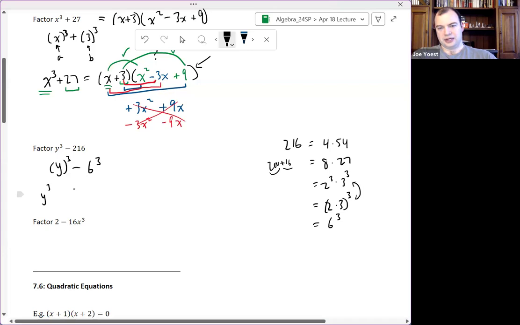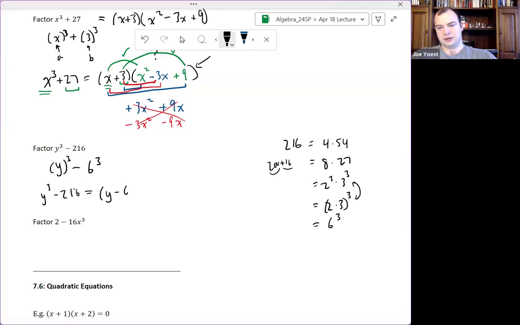And so I know that y cubed minus 216 equals y minus 6. Again, that's the thing that I kind of memorize here, is that when I have a cubed minus b cubed, I know I can factor out an a minus b. What does y have to multiply by to get a y cubed? It has to be a y squared. What does negative 6 have to multiply by to get a negative 6 cubed? That's plus 6 squared, or 36.